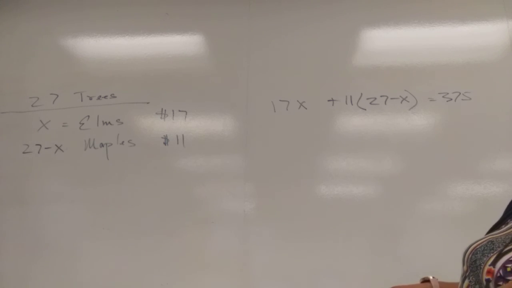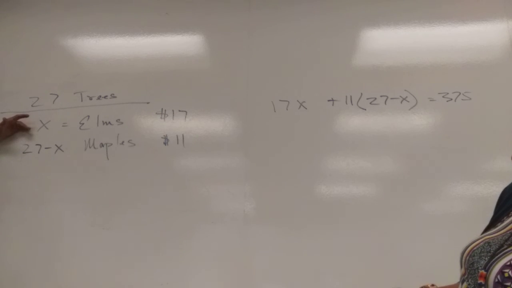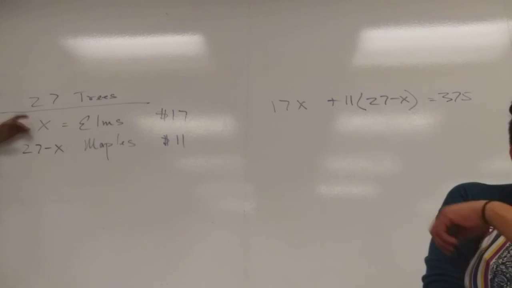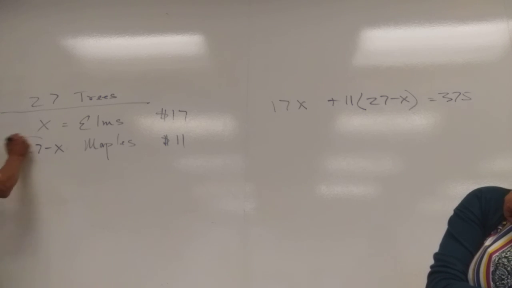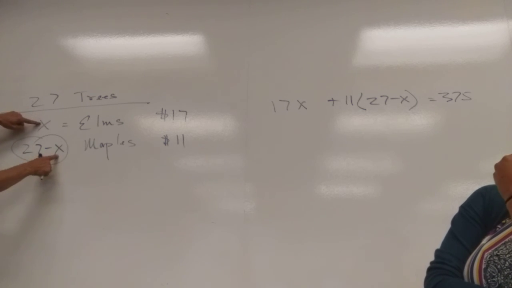You're going to have to work on this like a dog. This is hard. Let me go over it again. 27 trees. I don't know how many of them were elms. I called it X. But once I used X, this number has to come out of here. If I add these two, I get 27. That number, that's the key.